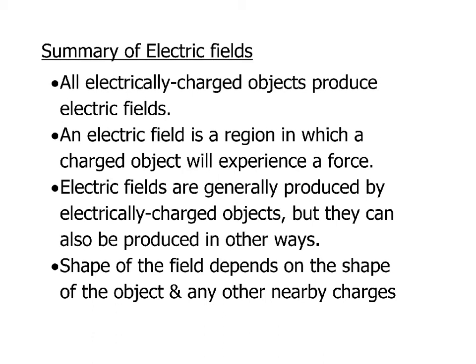So just to summarize, electric fields are produced by any object that is electrically charged, and their shapes will vary based on the shape of the thing that's producing the charge. An electric field then is a region in which a charged object will experience a force. So any charged object will experience a force if it's brought into another electric field. Electric fields are generally produced by electrically charged objects, but they can also be produced in other ways, including by certain magnetic interactions, which we'll discuss later.